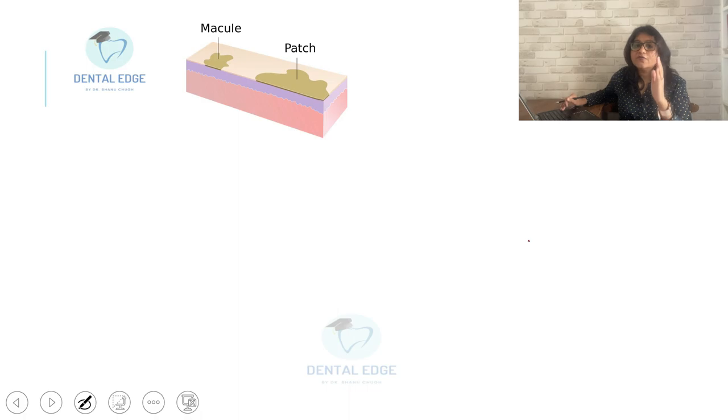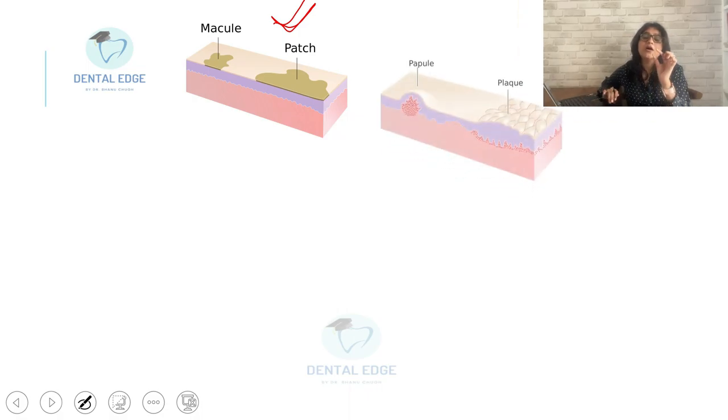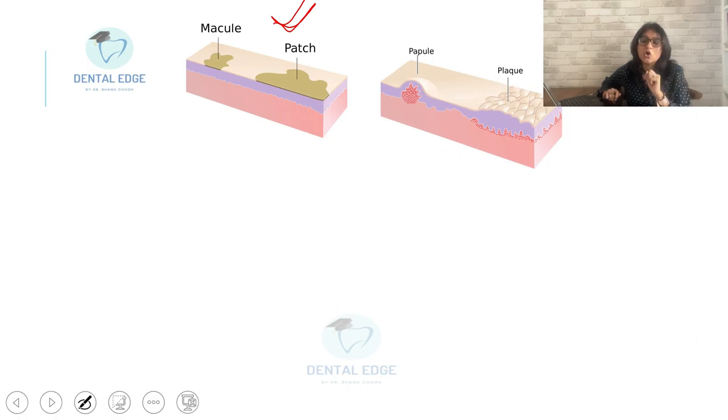So let's summarize all the definitions. First we saw macule and patch. A flat, discolored, circumscribed lesion of less than 1 centimeter will be called a macule, and more than 1 centimeter will be called a patch. This is done, point number one. Then what is a papule and what is a plaque? A solid raised lesion of less than 1 centimeter will be called a papule. Of more than 1 centimeter will be called a plaque.